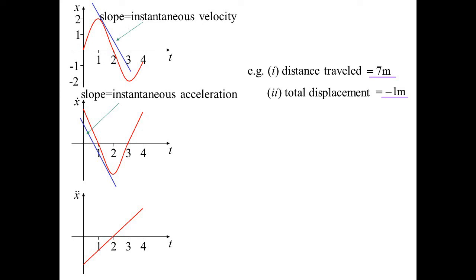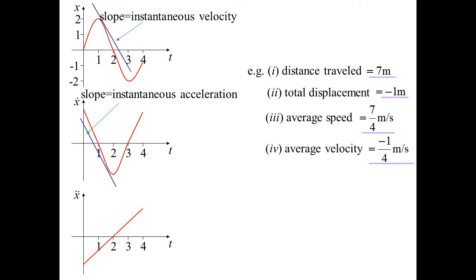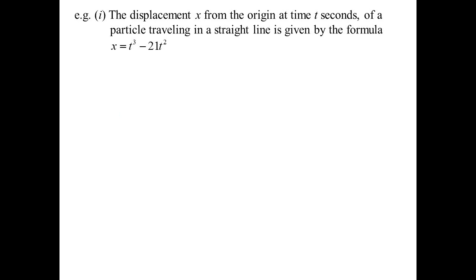Displacement would be the complete integral. Average speed? Well, we just said the distance travelled was 7 in 4 seconds, so 7 divided by 4, I'll leave that as an improper fraction. Average velocity will be -1 over 4, so -1/4. Right, we don't actually need the graph now.